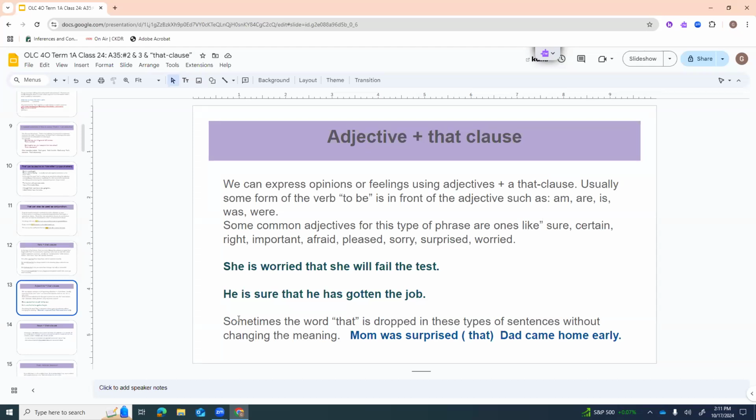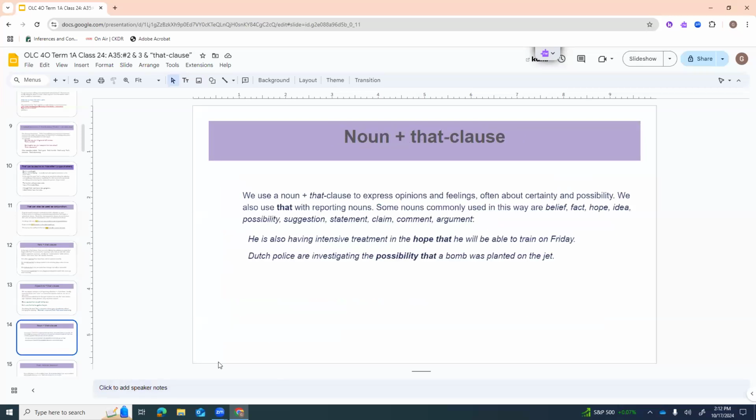And in this case, it's kind of explaining how the feeling is connected, right? Sometimes people will drop the word that, and it's kind of implied. Mom was surprised dad came home early. If we did it formally, it would be Mom was surprised that dad came home early. But sometimes when we're talking, we might drop the that and make it sound a little more informal. It's not wrong, it's just a little more informal.